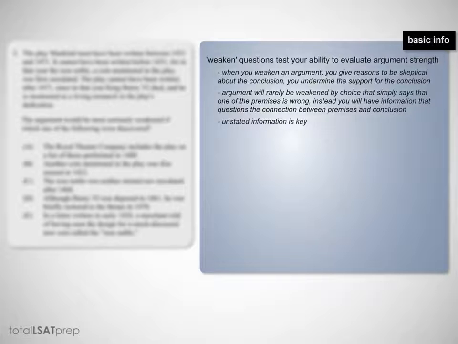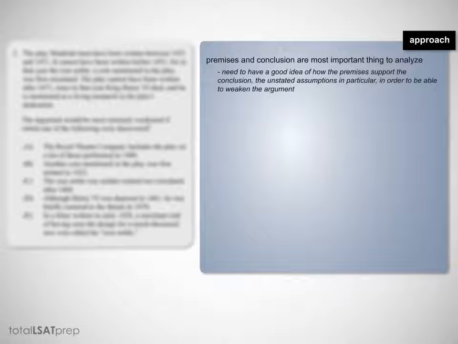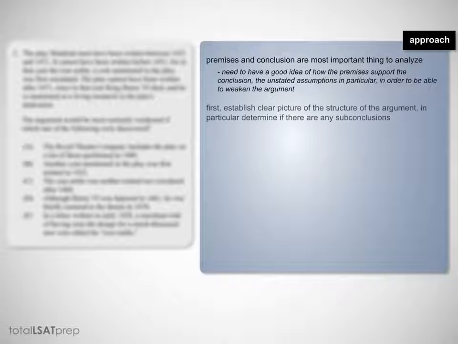Okay, so what's our basic approach? Well, essentially, the premises and the conclusion are the most important thing to analyze. So you need to have a good idea of how the premises support the conclusion and the unstated assumptions in particular, in order to be able to weaken the argument. First, you need to establish a clear picture of the structure of the argument, and in particular, you need to determine if there are any sub-conclusions. So you need to keep in mind what's being argued and how it's supported.